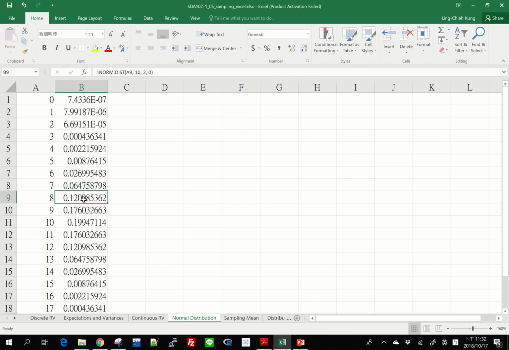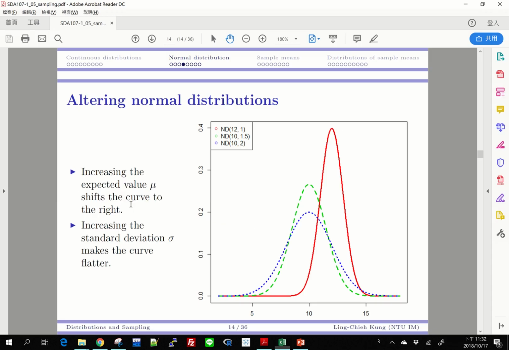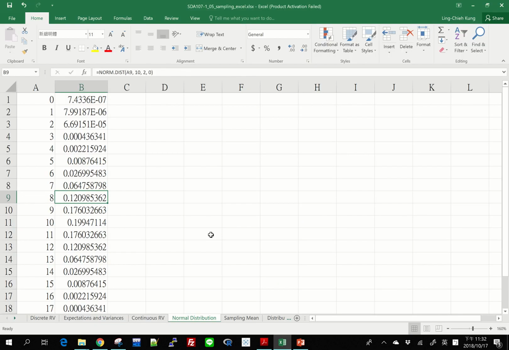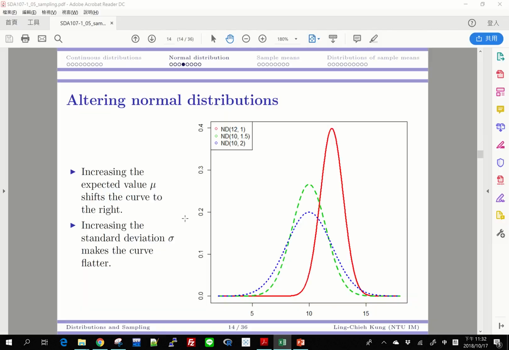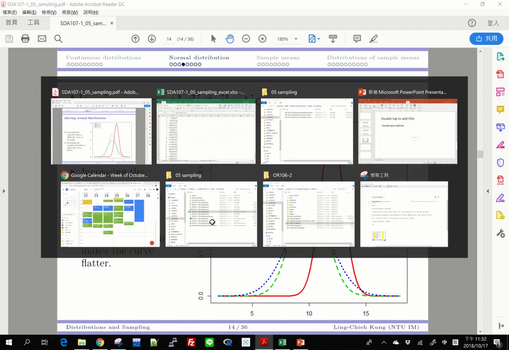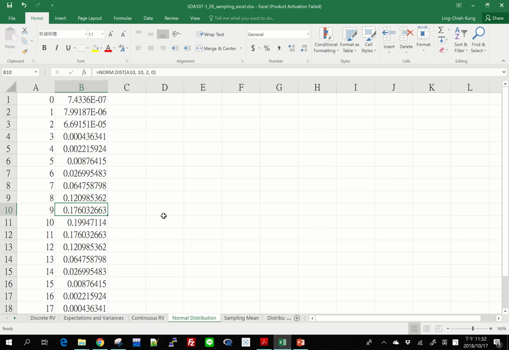Anyway, let's see, for example, 8. For 8, I get about 0.12. Roughly 8 is here, I get to this blue curve, and I get about 0.15, 0.12. For 9, roughly here, I get almost 0.19. Somewhat makes sense.